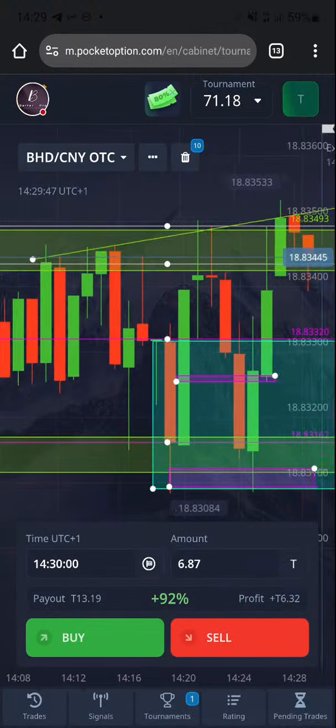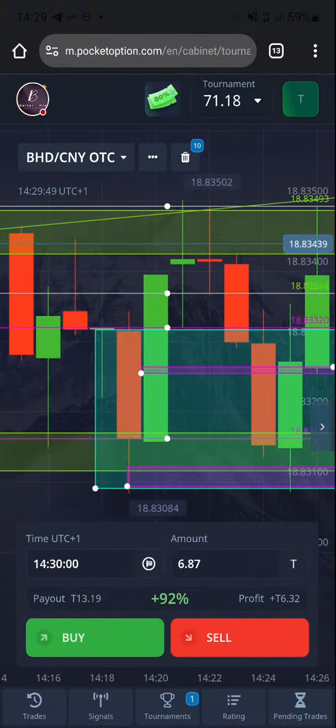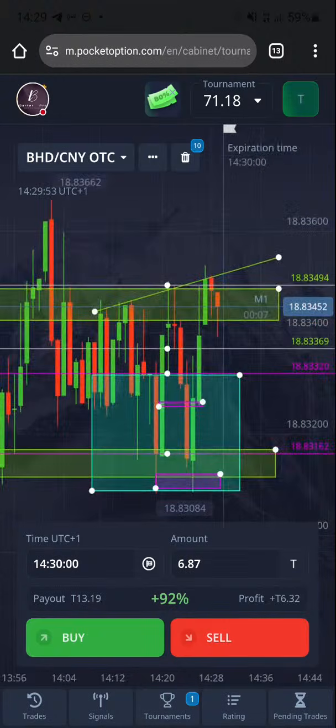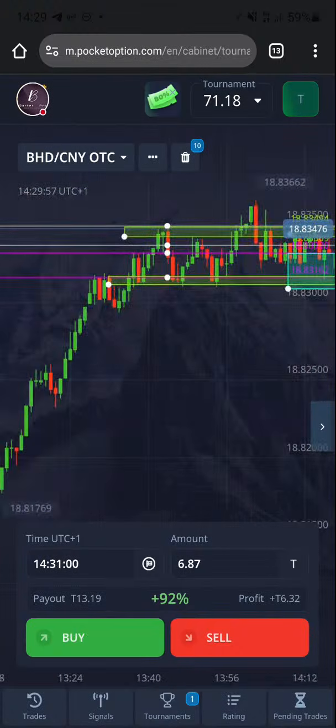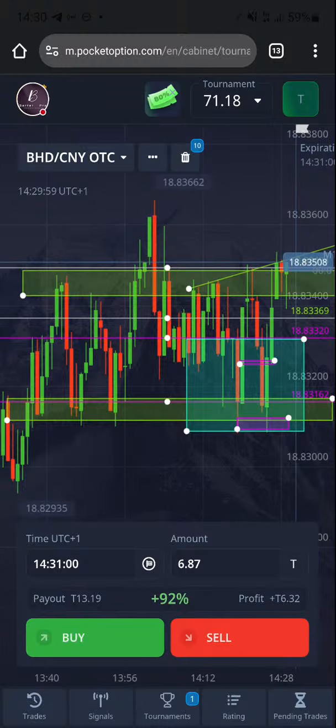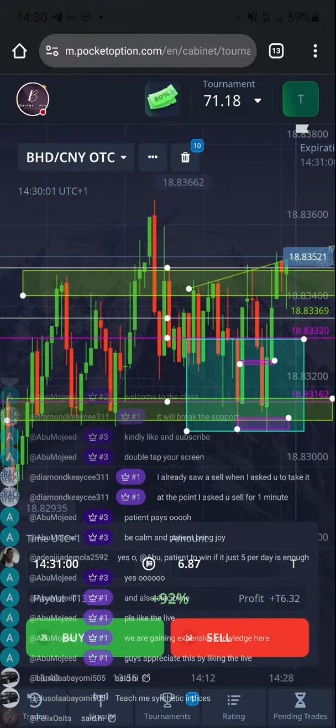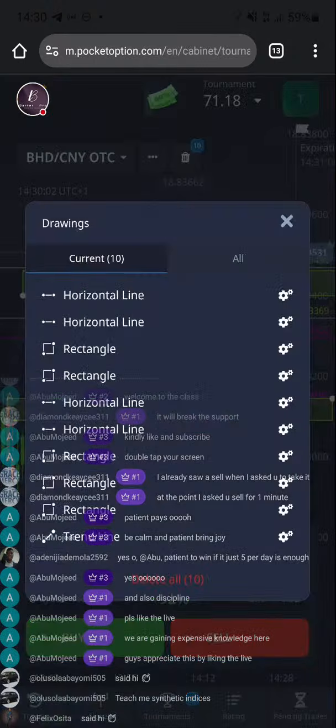Because sometimes when you have too many markings on the chart, it's very, very hard to see. But this is it. Let's start from here. We started that, okay, fine. We have a ranging market. It's going up, it's coming down. So we mark the area of support and we mark the area of resistance.